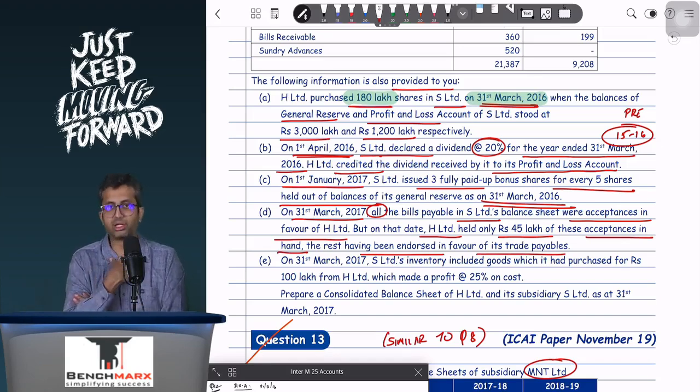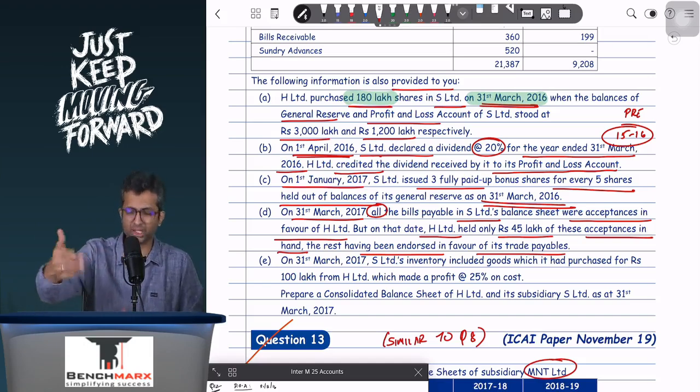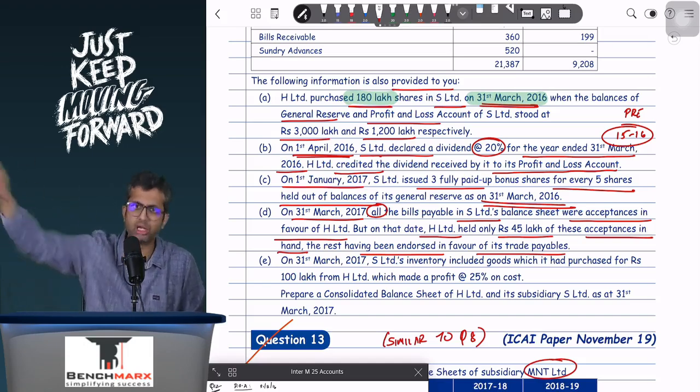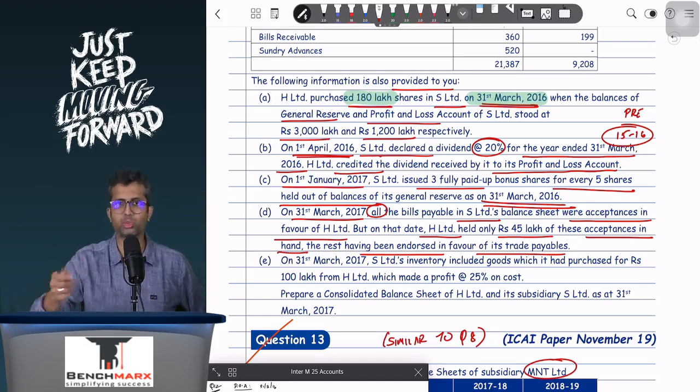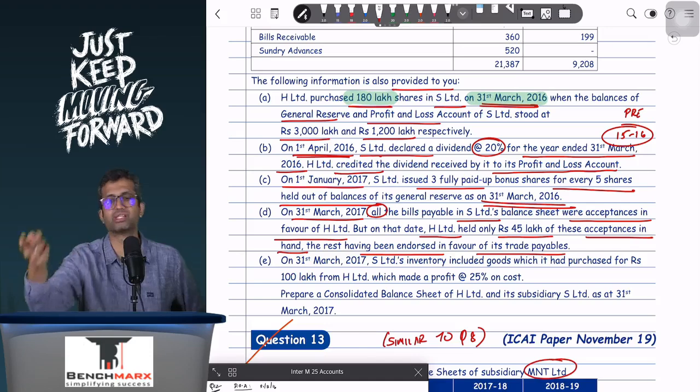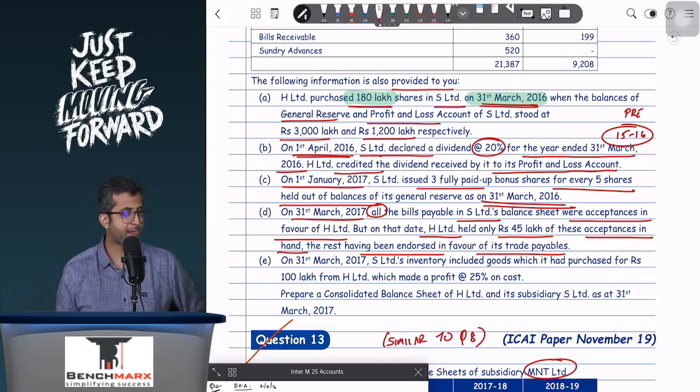H would have passed the entry, trade payables account debit to bills receivable, which means now S has to pay to whom? Does it pay to H? No, H has transferred it, negotiated it to some other payable, and hence can I say the remaining bills over and above the 45 which are in hand are actually payable by S to a trade payable? They may be drawn on H, but since H has endorsed it, the liability of S is to pay the person who is holding the bill. And hence your intercompany elimination will only be to the extent of 45 lakhs. Other than that, the bills that have been endorsed will not be cancelled because there is an actual liability.